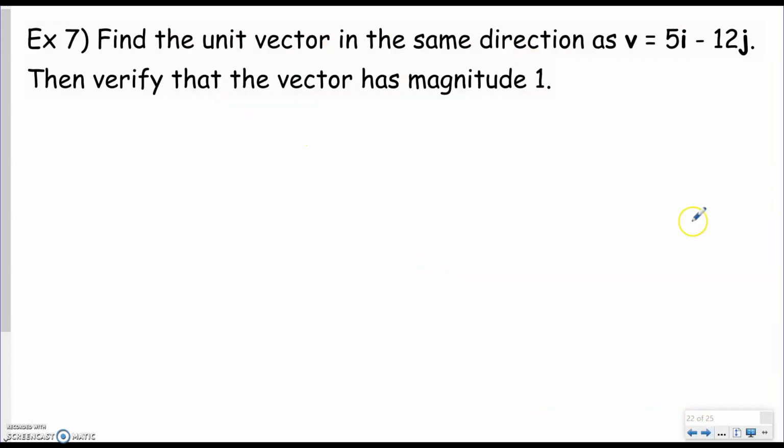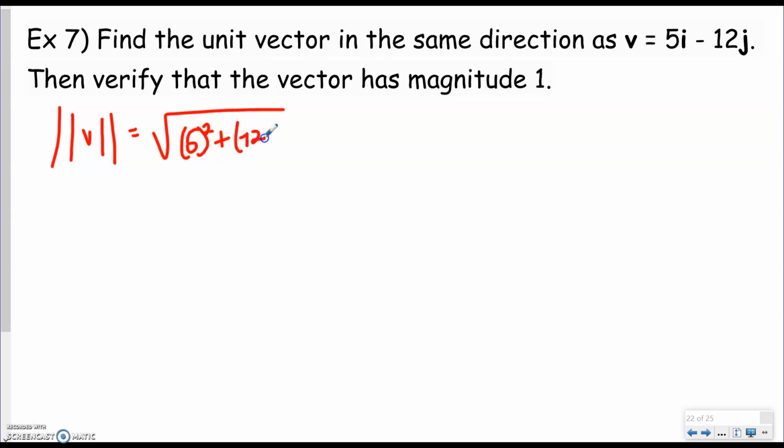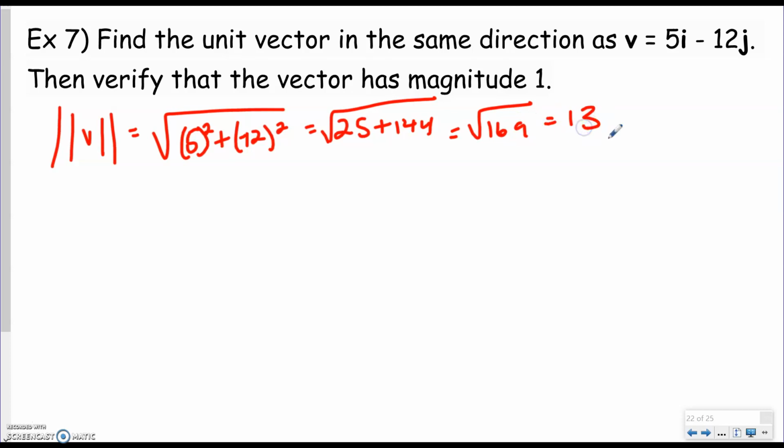So we're gonna look at this first one: find a unit vector in the same direction as v equals 5i minus 12j, and then verify that it has a magnitude of 1. So we're gonna start by finding the magnitude of the given vector by doing the square root of 5 squared, apologize, that looks like 6, plus negative 12 squared, so we get 25 plus 144. So the square root of 169 gives us a magnitude of 13.